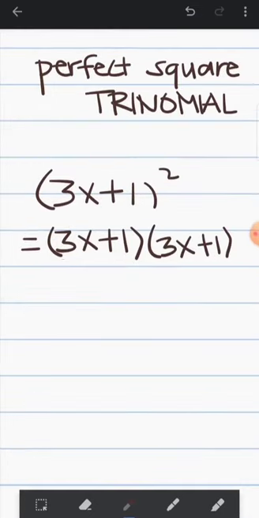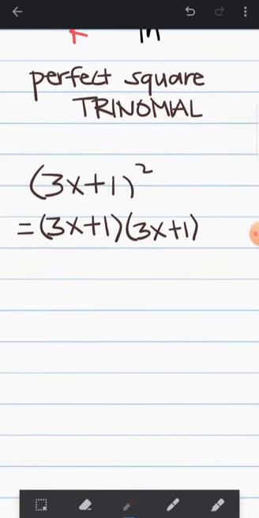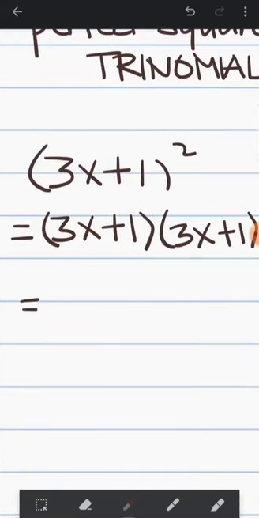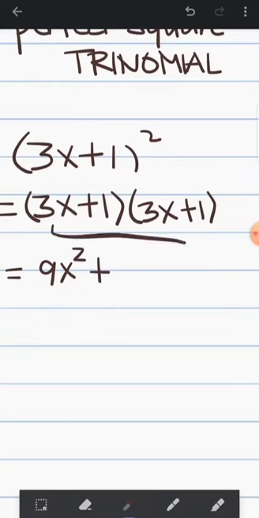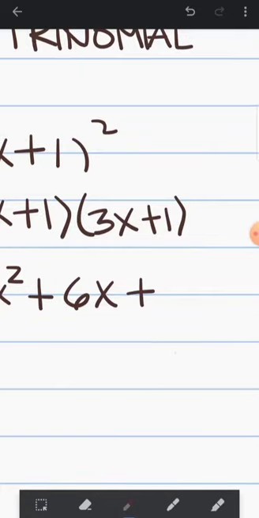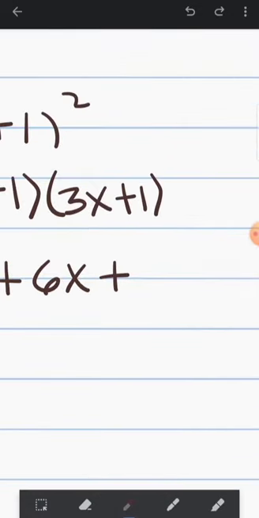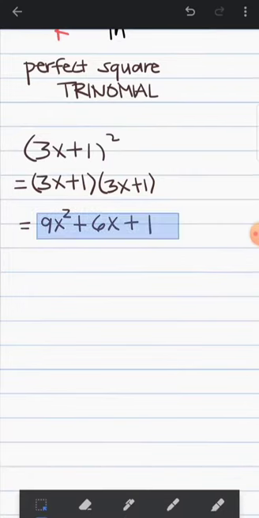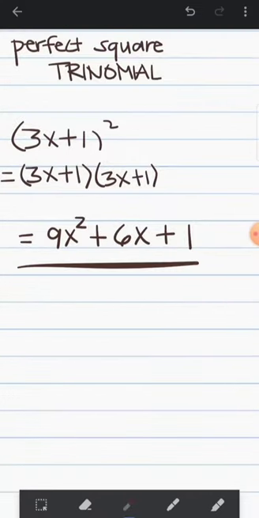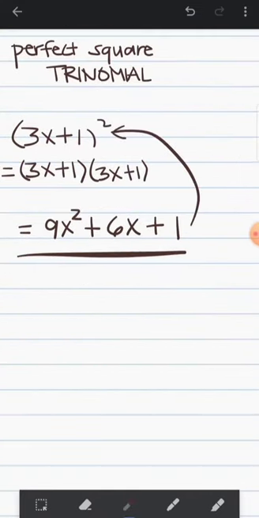If we expand that by the FOIL method, or by simply distributing each term to the other parenthesis, we get 3 times 3 is 9, and x times x is x squared, plus the outer, which is 3x, and then the inner, which is 3x, so that's 6x, and then plus the last term, 1 times 1 is 1. So now we've got this. This is now a perfect square. Why? Because its factors are 3x plus 1 and its repeated version. So 3x plus 1 times 3x plus 1 is its factors.